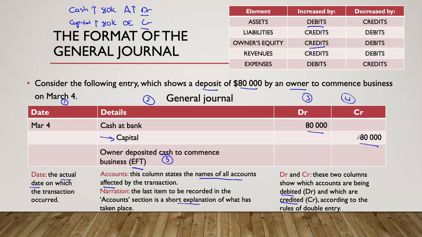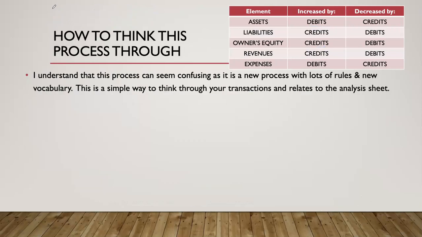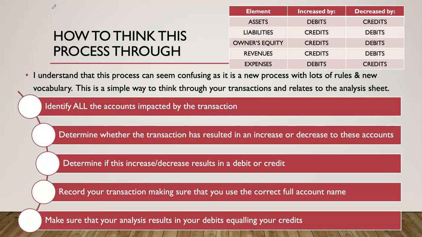If we understand that, we can then record any transaction in our general journal because we are going to do this analysis for any transaction, and if we can do that, we can record it in our general journal. So how do I think through this process? Because there is a lot of information here and it starts to feel a lot confusing. We've got debits and credits and new vocab. What is the simple thing to think through in terms of your process?